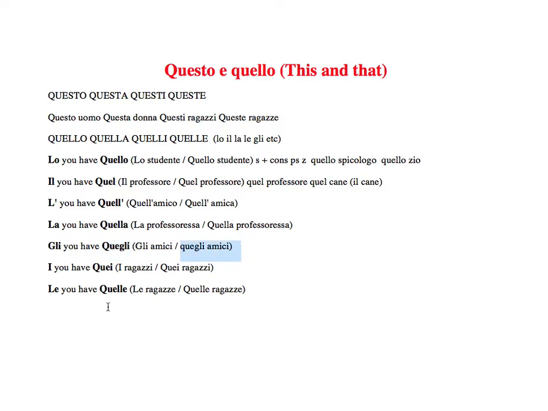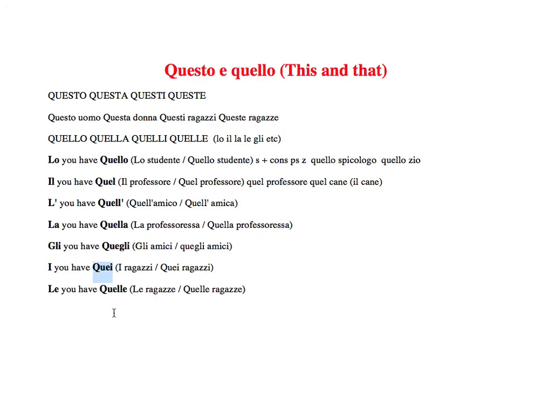Okay. Now let's see I, English I, and the equivalent for the demonstrative, quei. So if you want to say those boys, you must use quei ragazzi. Why? Because if you want to say the boys, it would be i ragazzi. So remember the equivalence between i and quei.